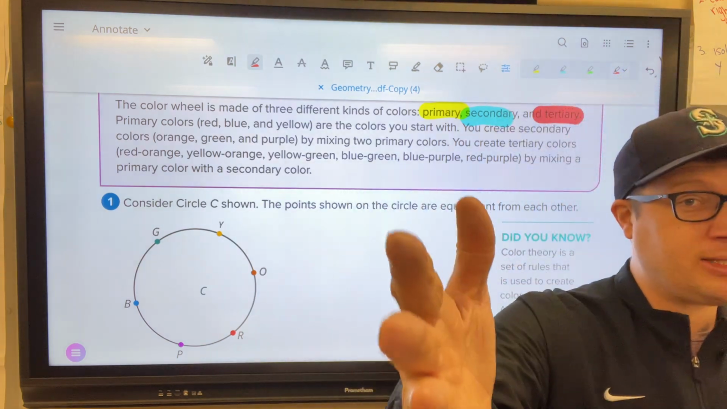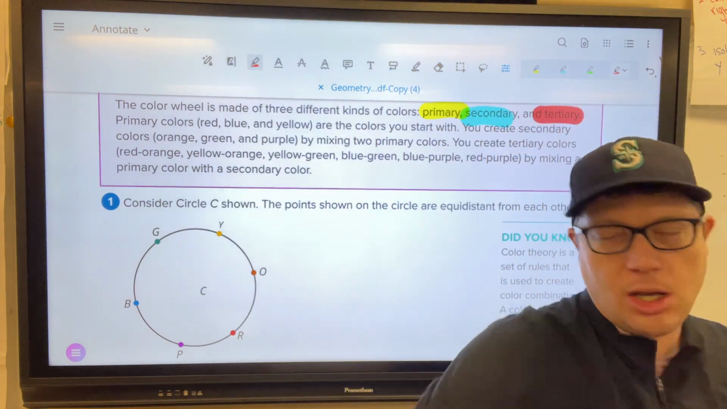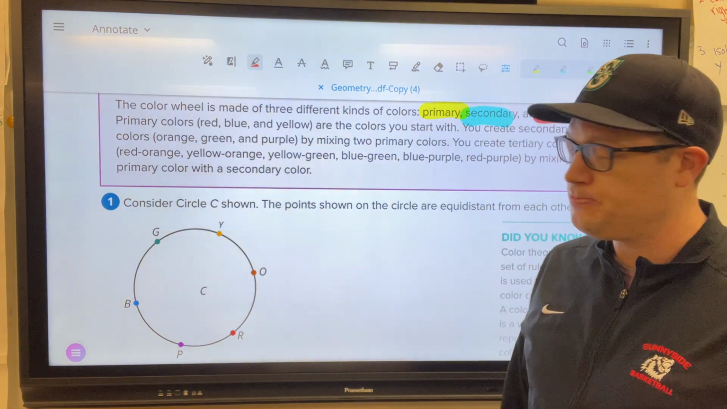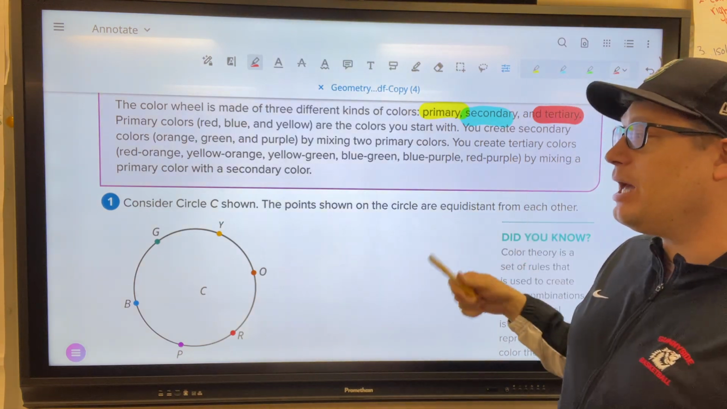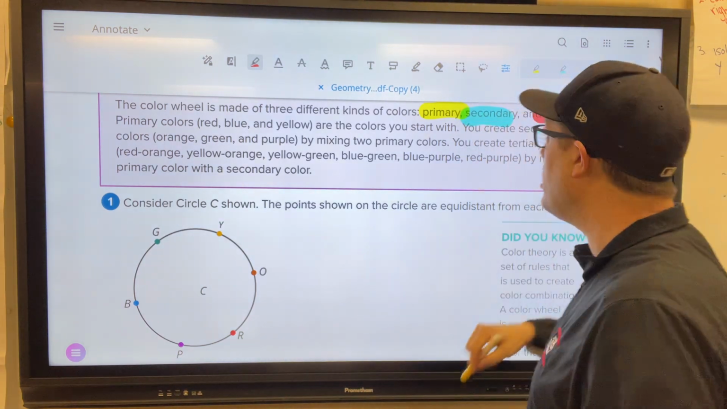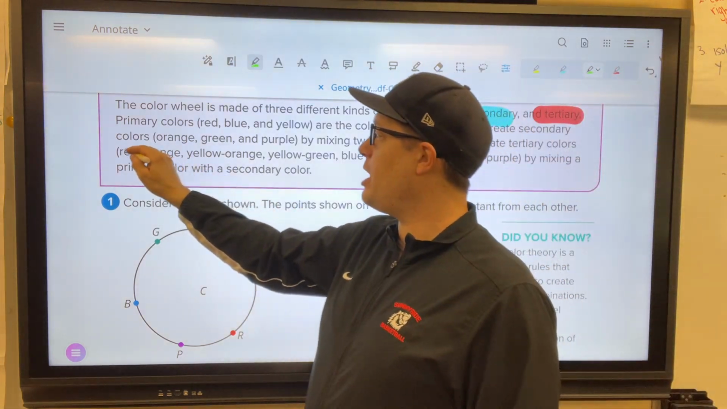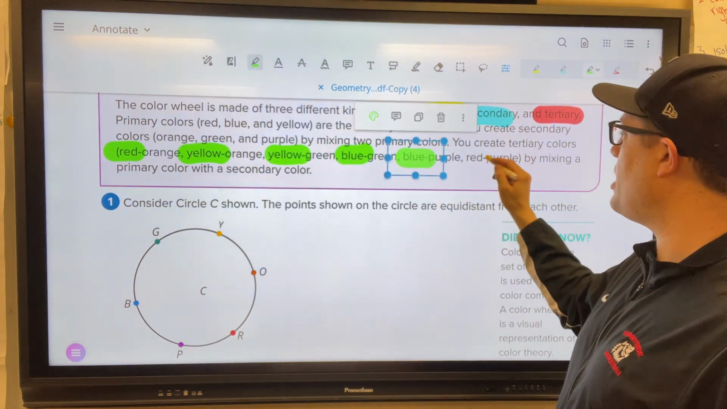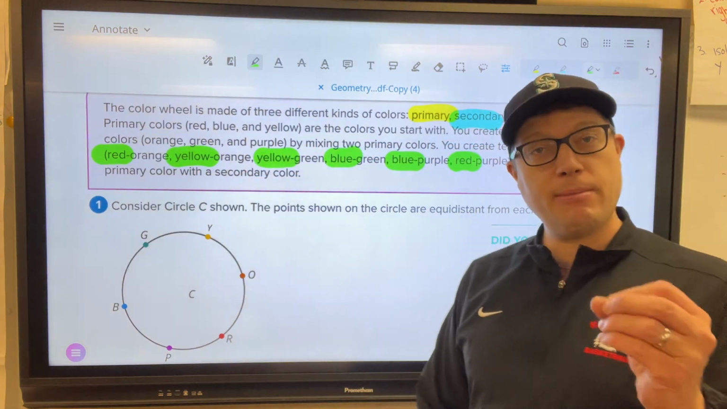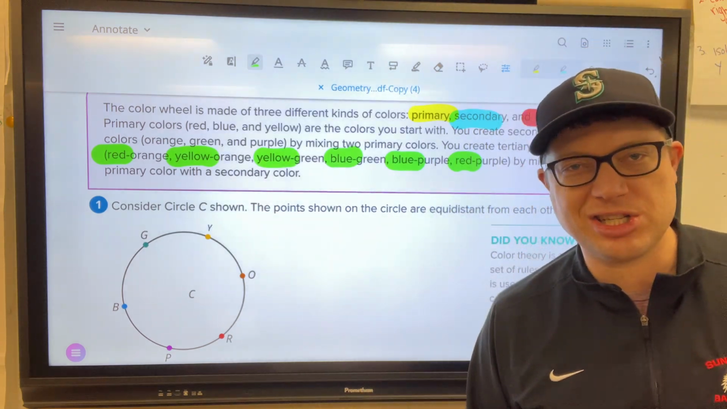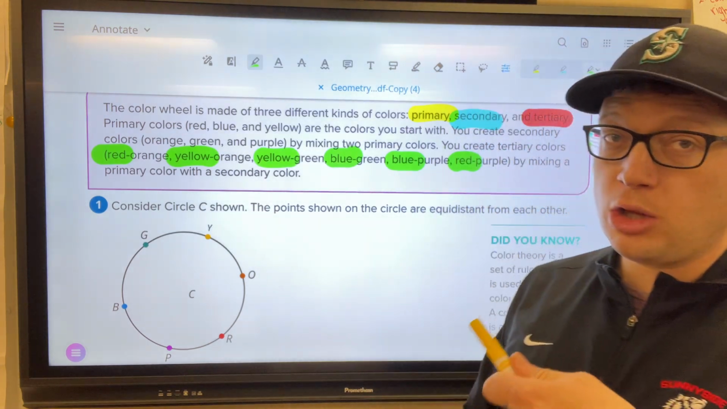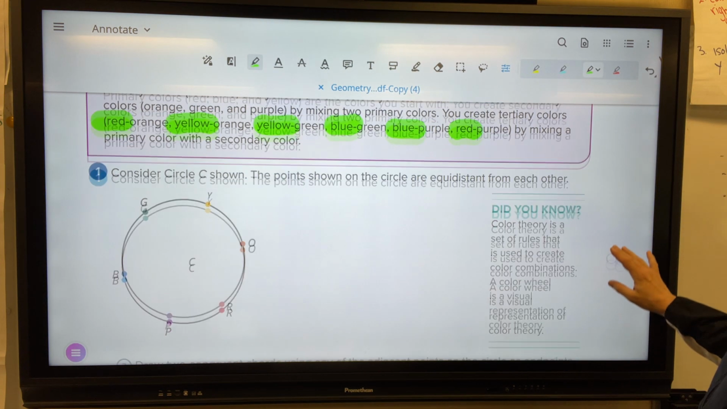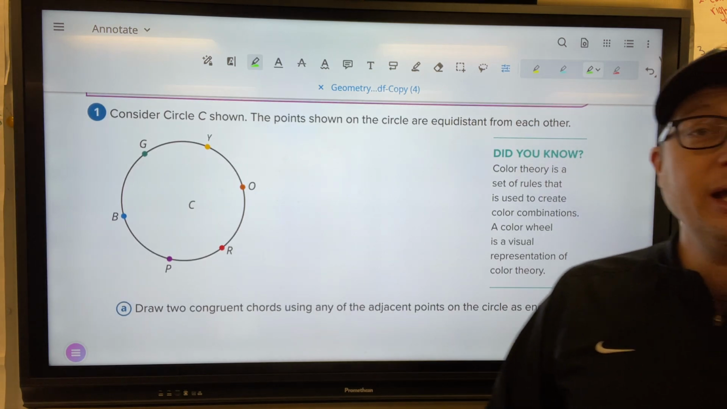Red and yellow make what? Okay. You create tertiary colors, so these are mixtures of the mixtures, by mixing a primary color with a secondary color. And I must also emphasize that you put the primary first. That's how you list the color that you have created. You put primary first and then secondary. There's no such thing as an orange-yellow. It's a yellow-orange. Now, the circle C is shown, and there are points on the circle equidistant from each other.